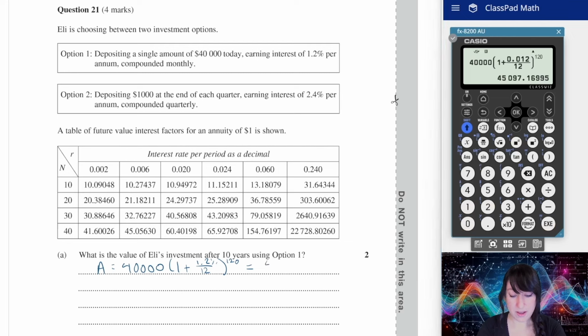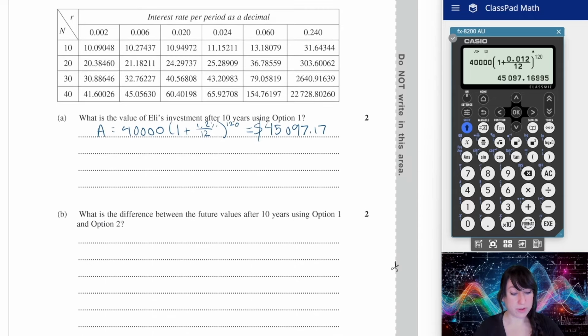So it will be $45,097.17. Part B, what is the difference between the future values after 10 years using option 1 and option 2?